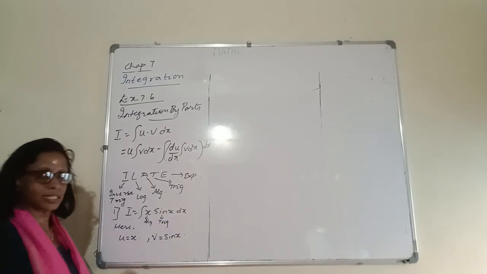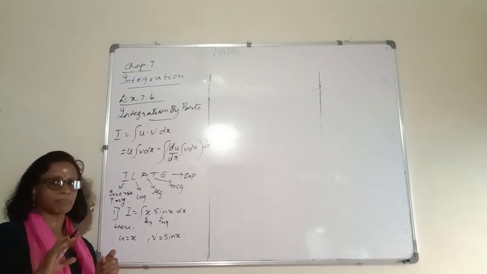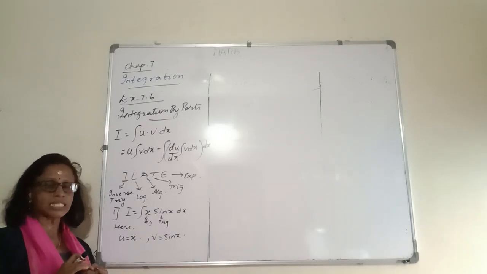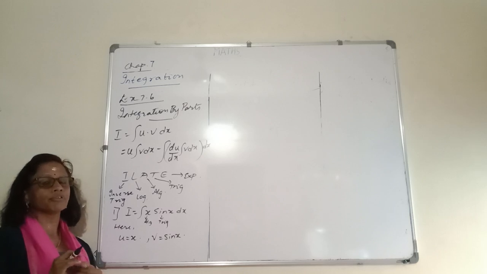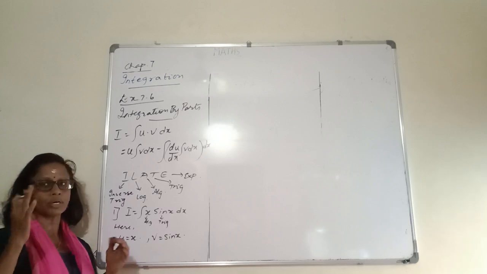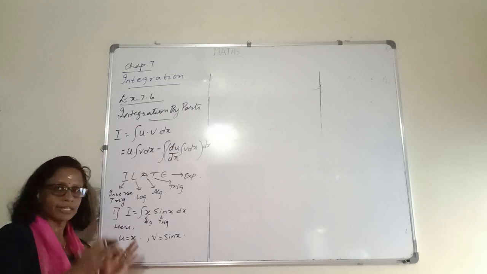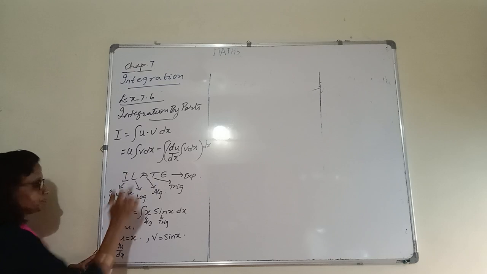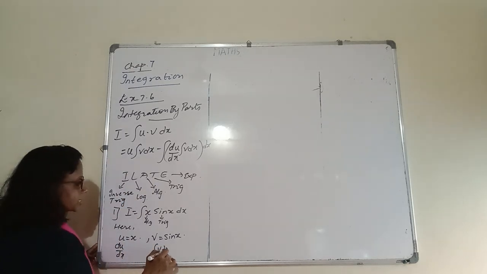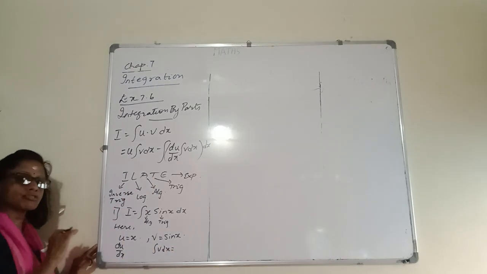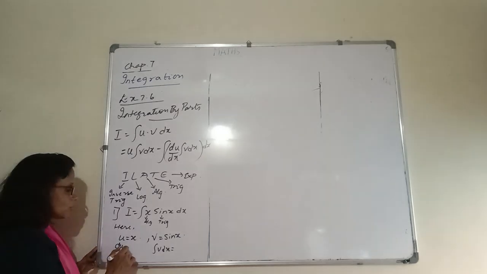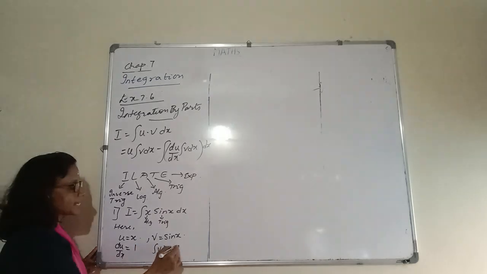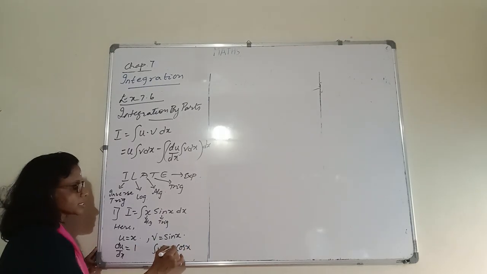Now it is always practical that, amongst the two functions, you first assign u and v according to the rule ILATE, and then after you have found u and v, because we don't want the whole thing to become complicated, here itself let's find du over dx and the integral of v dx. Both these things we require in the formula, so right away we will find them here. du over dx is 1. We know the derivative of x is 1, and the integral of sin x we all know is negative cos x.